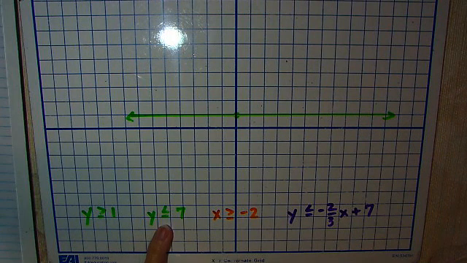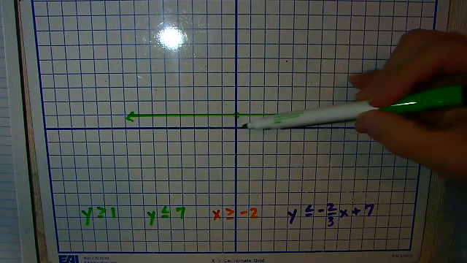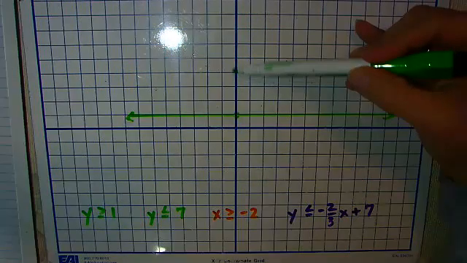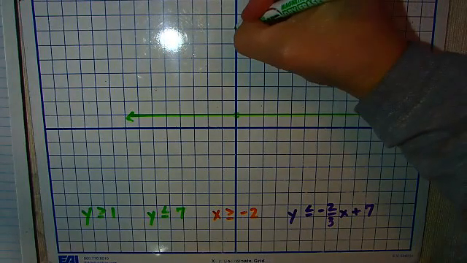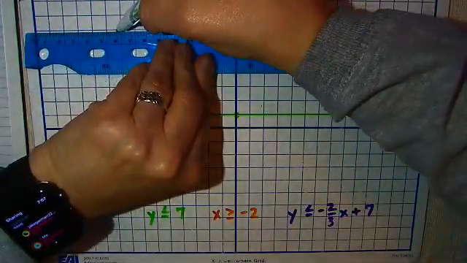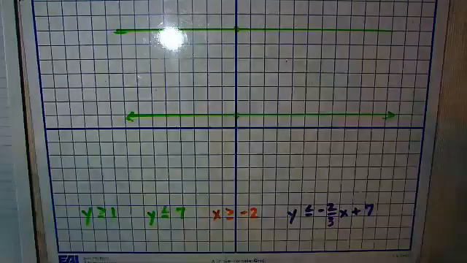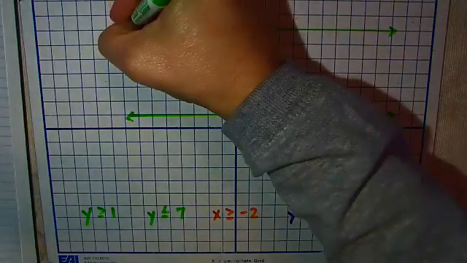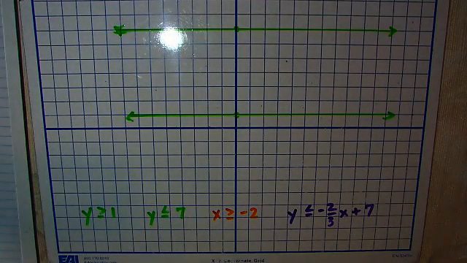My second line says y is less than or equal to 7. So again, that's going to be another horizontal line, this time through 7. 1, 2, 3, 4, 5, 6, 7. So I'm going to put my point on 7, and I'm going to draw my nice horizontal line. Okay, so those two are done.